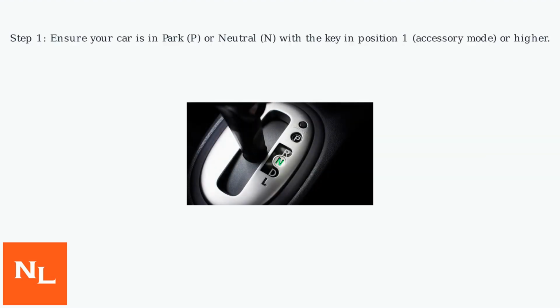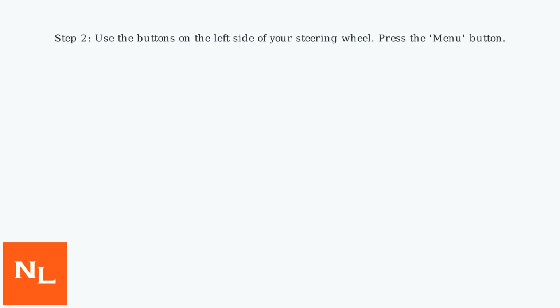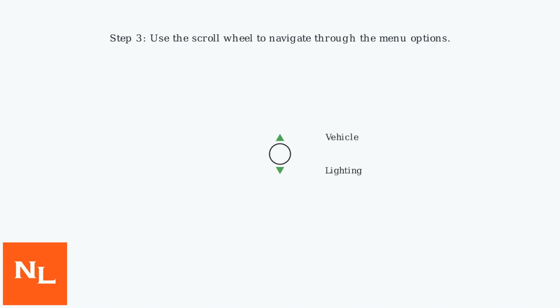To access the lighting menu on your W246 B-Class, start with the proper vehicle position. First, ensure your car is in park or neutral with the key in accessory mode or higher. Next, use the buttons on the left side of your steering wheel. Press the menu button. Finally, use the scroll wheel to navigate through the menu options. You have successfully accessed the lighting menu.